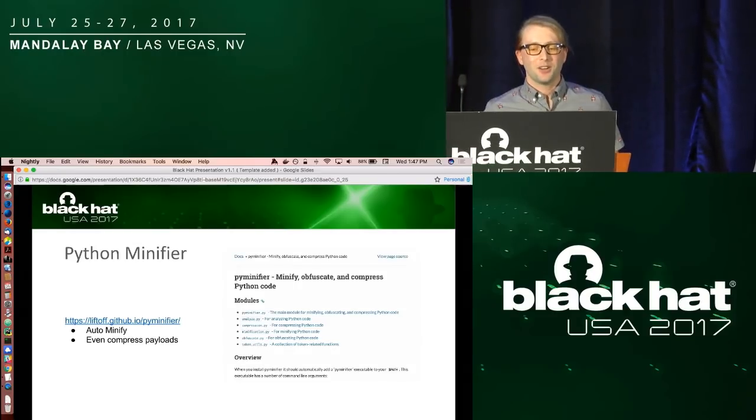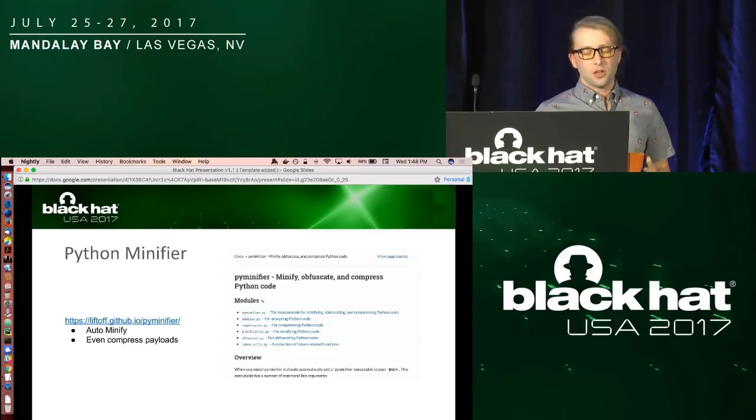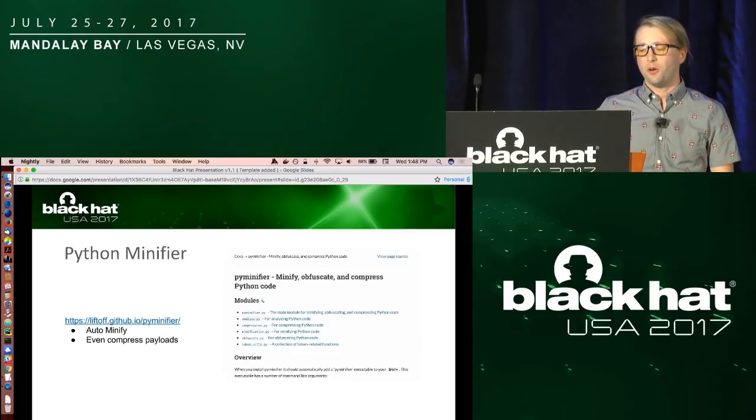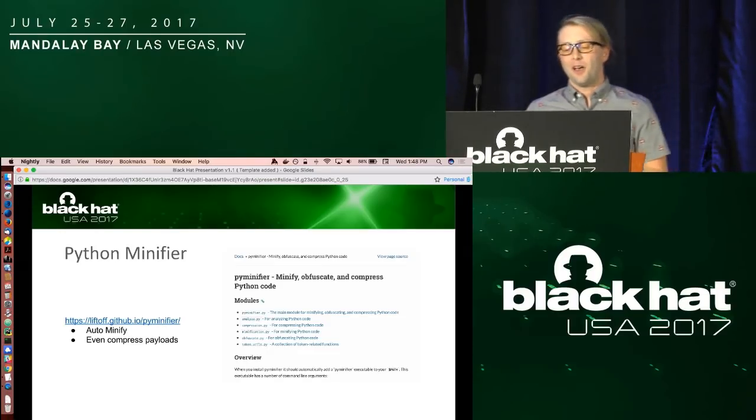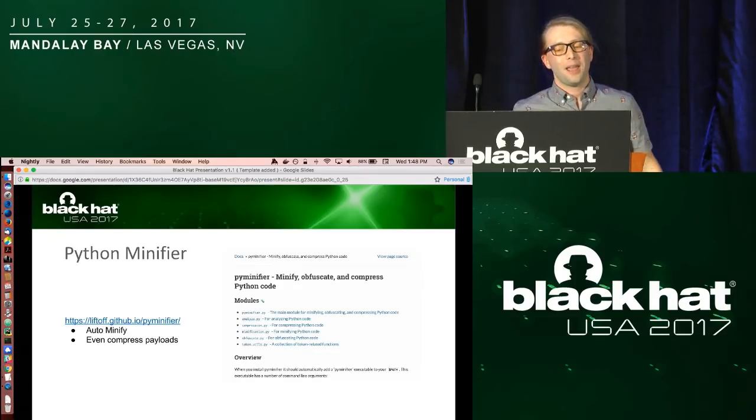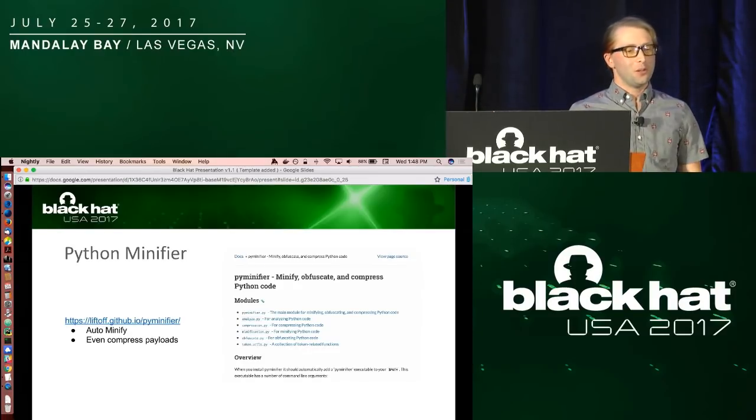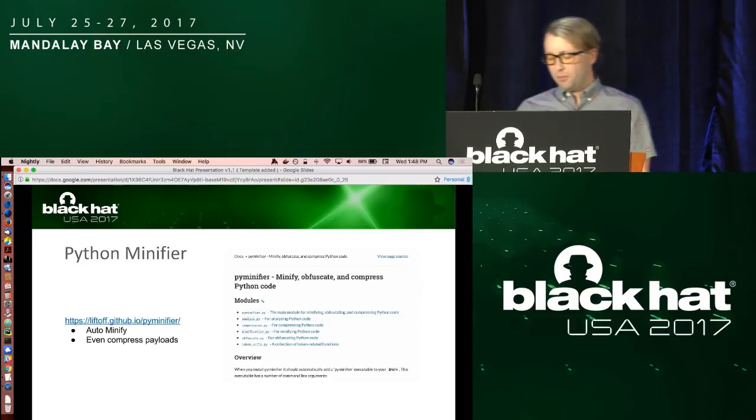So there's a great project called PyMinifier that you can use to take any set of Python code, and I like to write most things in Python, and you can shrink it down and even compress it so that it's this really tiny, pastable blob.